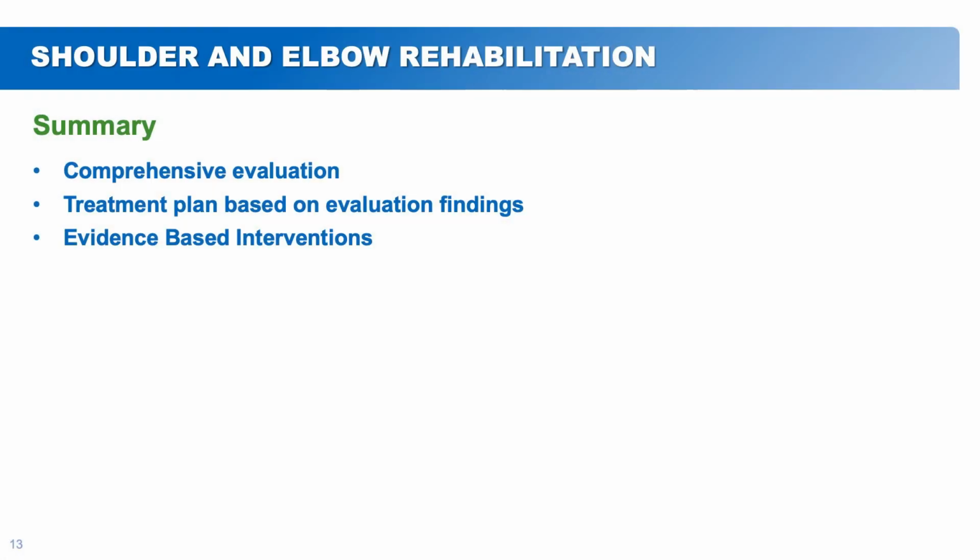So in summary, we do a comprehensive evaluation. We spend about 45 to 60 minutes with you in the clinic, figuring out what we need to do and what you need for us to do. We set a common goal, a common plan of care, and we move on to the treatment plan based on those evaluation findings. And then we have a strong evidence-based intervention system at St. Elizabeth, and we use the literature to help guide our clinical reasoning to help you get where you need to be.